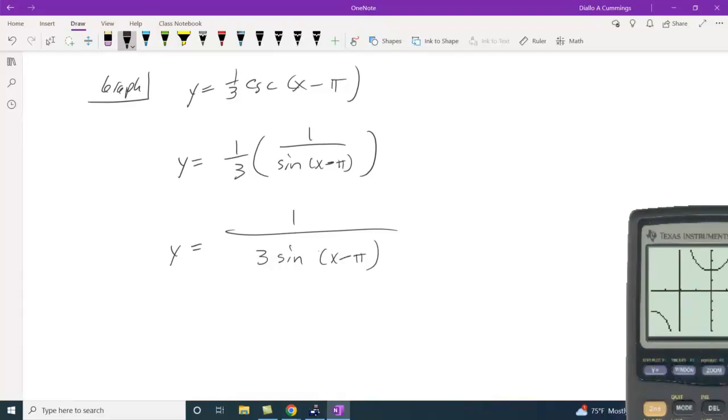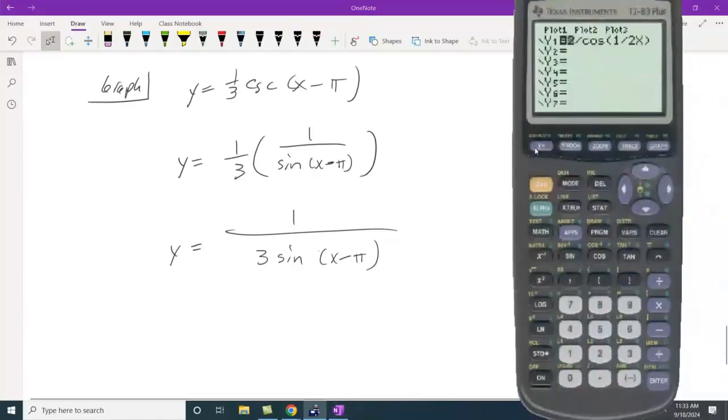And this is what we want to put into the calculator, but you have to be careful on this one. So I'm going to go to y equals. So this is 1 divided by. And then I'm going to use a set of parentheses for the denominator. And I'm going to explain why in a second. All right, so I'm going to use a parenthesis to close off my denominator. So this is 3 times the sine. And notice it gives me another begin parenthesis. I'm going to put in x minus pi.